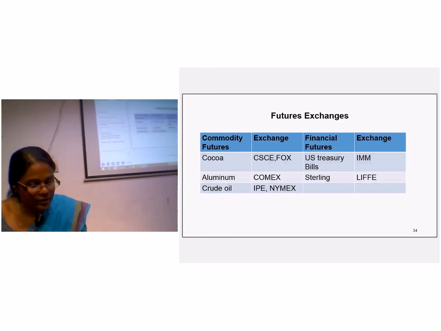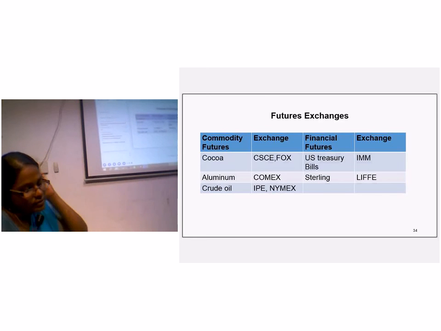As I said earlier, we have categorized these futures into two: commodity futures and financial futures. Here I have put some examples. The first one is for cocoa. Commodity future, that is for cocoa. And here, the exchange.